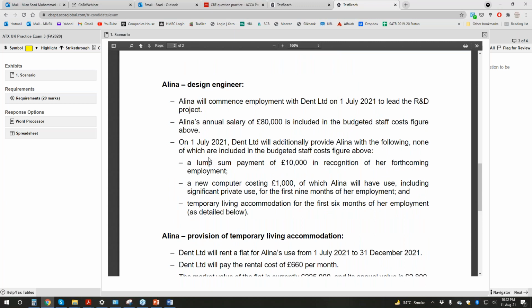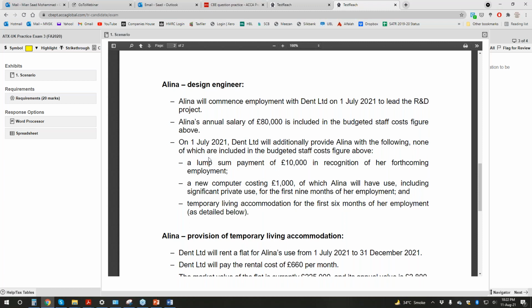Now let's move on to the last part of the question, in which I have to tell about Elena's lump sum payment and the company's cost for providing several benefits to Elena. Elena will commence employment with Dent Limited on 1st July 2021 to lead the R&D project. Okay. Elena's salary of 80,000 is included in the budgeted staff cost figure above. That's fine. On 1st July 2021, Dent Limited will additionally provide Elena with the following, none of which are included in the budgeted staff cost figure above.